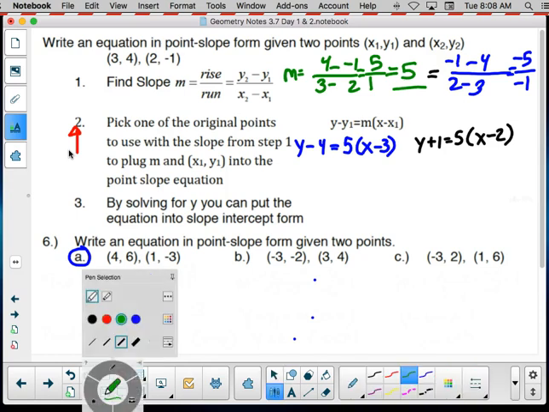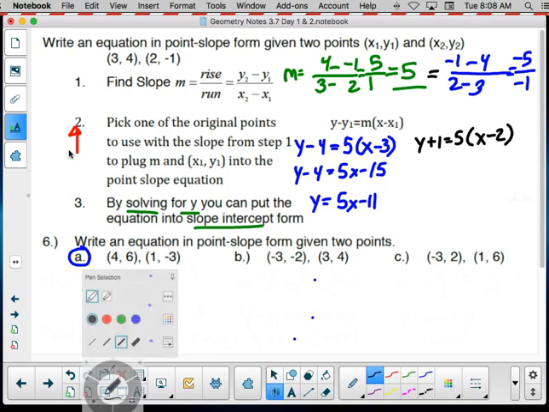Here, I'm writing an equation in point slope form given 2 points. So I was able to do that. They're done. We had to find slope, and then we pick a point, and we just plop it in. But by solving for y, you can put the equation in slope intercept form. So let's talk about that. If I solve y minus 4 is equal to 5x minus 15, I just distributed the 5. Now I'm going to add 4. So y equals 5x minus 11. So that's in slope intercept form.